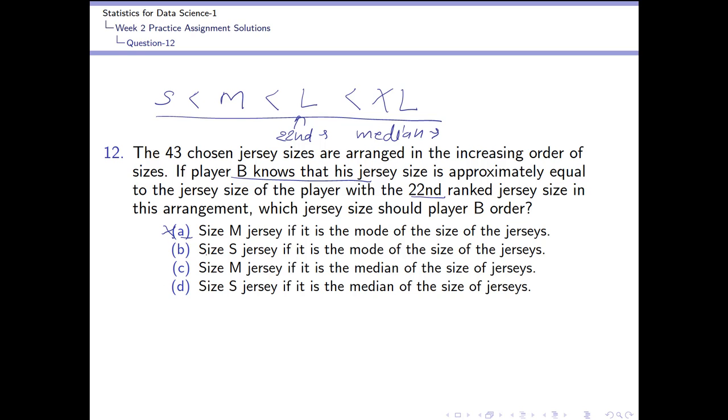Option B: he will order size S jersey if it is the mode of size of the jerseys. This is again wrong, because if S is the mode, we cannot say that S is the median or not. Option C: size M jersey, if it is the median of size of jerseys. This option is right, because B is to order the median of size of jerseys, and if M is the median, then he will order size M jersey. Option D: size S jersey, if it is the median of size of jerseys. This option is again right, because if S is the median, he will order that S size jersey.